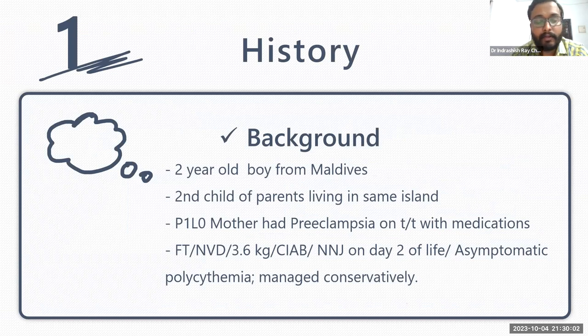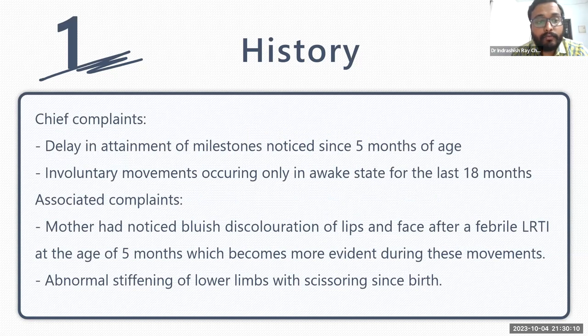Conservatively meaning repeat hematocrits were done, and subsequently, the child improved. The chief complaint of the mother at 2 years of age was that the child was not gaining milestones, with delay in attainment of milestones noticed since 5 months of age, and involuntary movements occurring only in the awake state for the last 18 months.